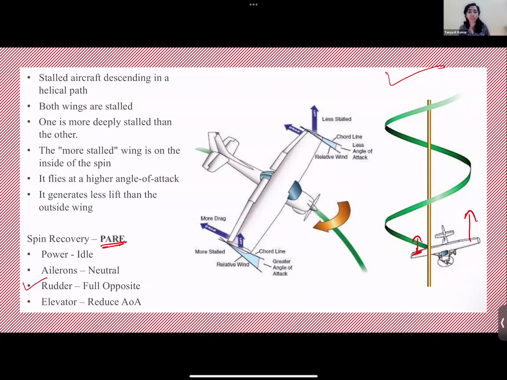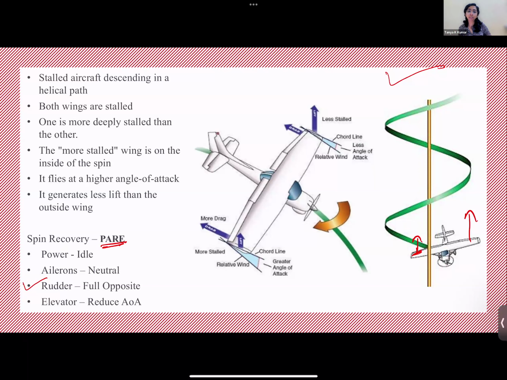Why do you have to make your ailerons neutral? After you make your rudder complete opposite, you recover from the spin, you need to ensure that your wings are producing the same lift, or it may tend to go back into your spin, right? So you need to make your ailerons neutral. Similarly, when your rudder is deflected completely in the opposite direction and comes back, your alphas on both the wings should not be stalled. So alpha should be less than alpha stall, and hence the elevator must be adjusted to reduce the angle of attack.